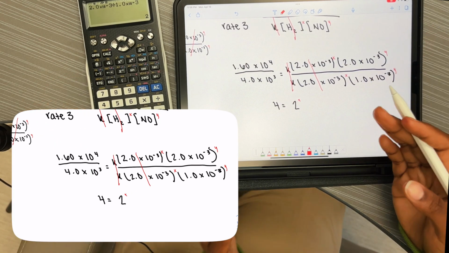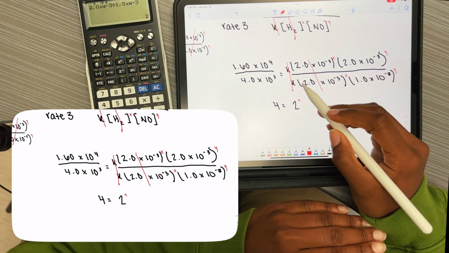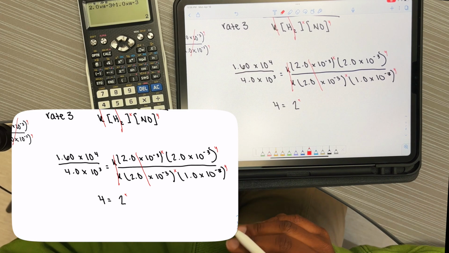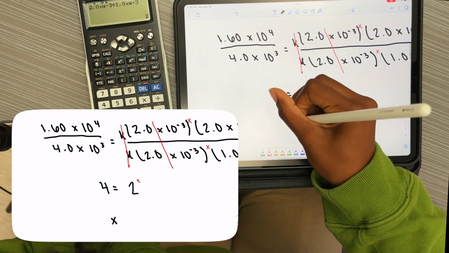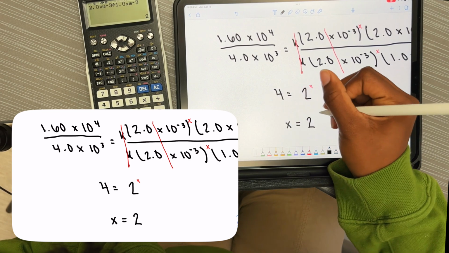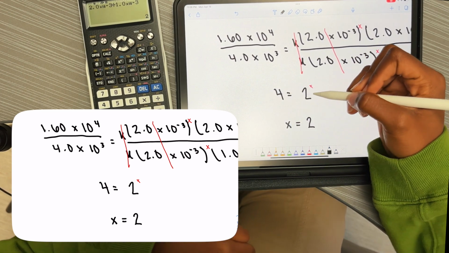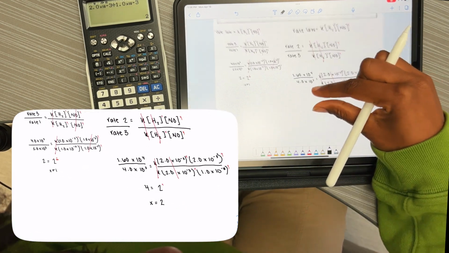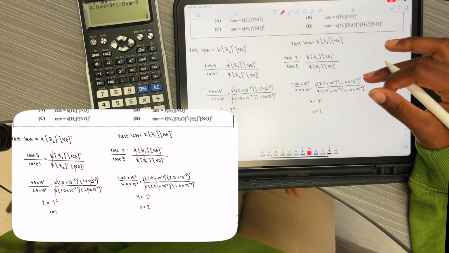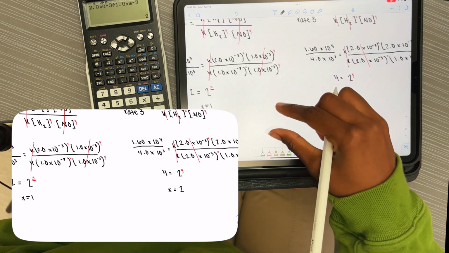So now we have to ask the question, how can we get our right side to equal our left side? And if you think about our exponent, we know that x needs to be 2 for it to equal 4, because 2 to the second power equals 4. We can now write our final rate law equation.